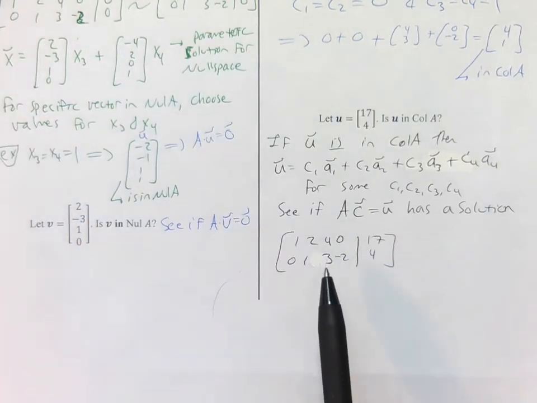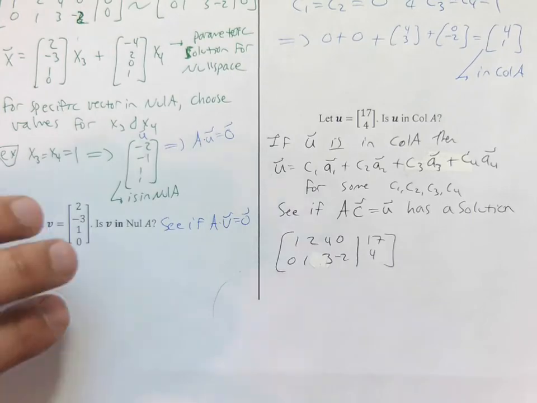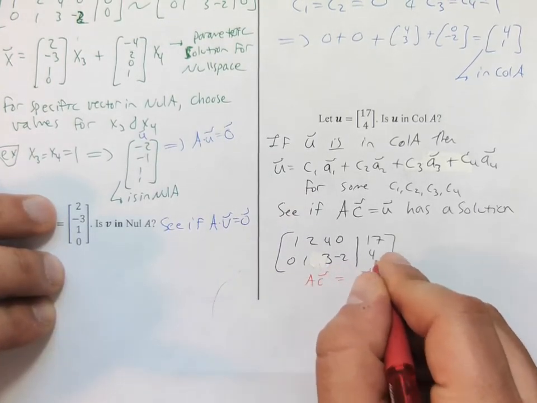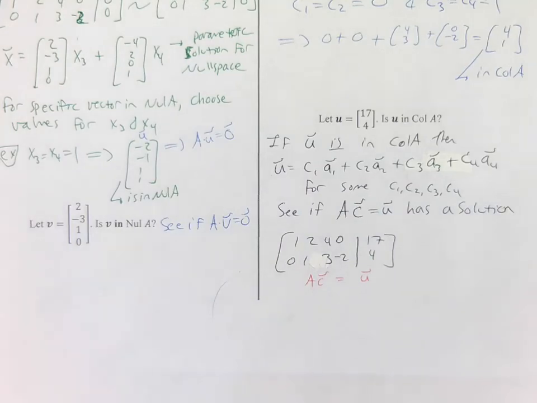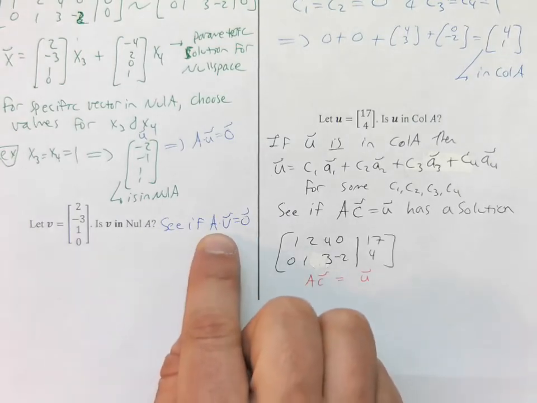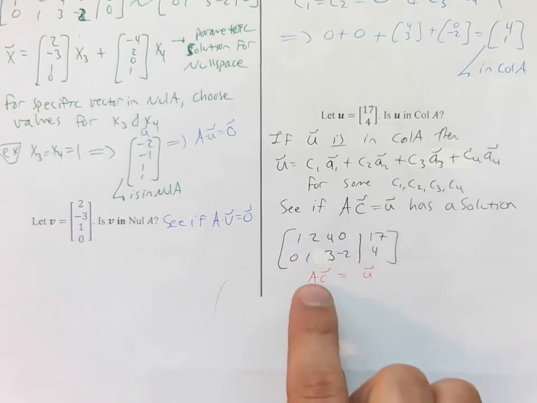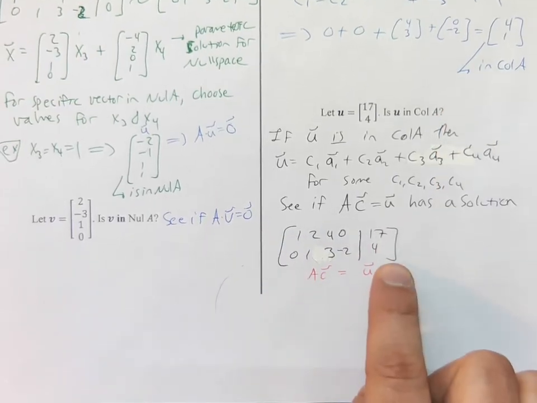Right, so here I am putting A. I'm trying to see whether AC equals U. So again, null space, it's easy to see if something's in the null space, just multiply it by A. If you want to see if something's in the column space, you put A in a matrix with that vector and see if there's a solution.